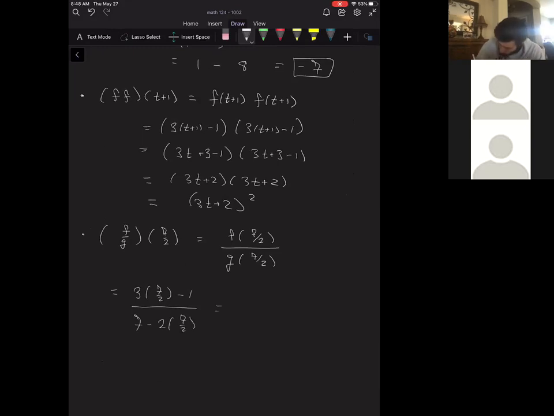So this is going to be 21 over 2 minus 1, divided by, and see how these 2's cancel? So we have 7 minus 7 on the bottom. And we don't even need to simplify the top, because you see the top, just leave it the same. 21 over 2 minus 1 over 1. And then the bottom is 7 minus 7, which is 0. So this does not exist.